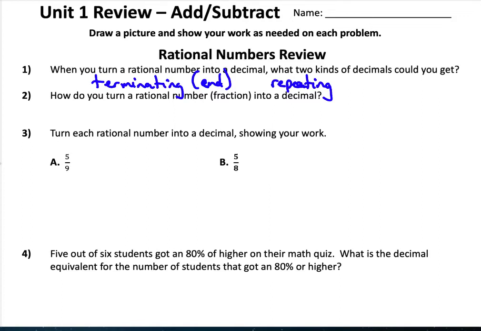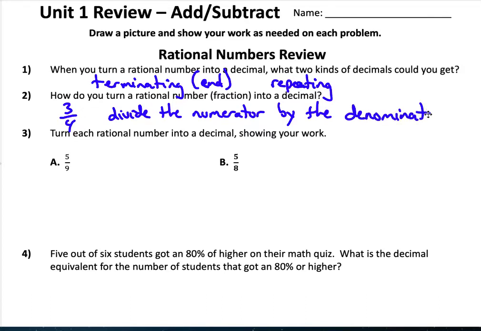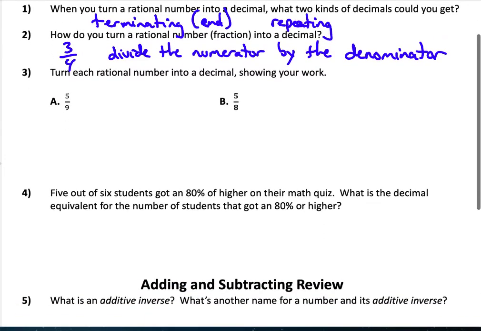So next part is how do you turn a rational number into a decimal? Well, think of something like 3/4. If we want to turn that into a decimal, the way to do it is by dividing. We divide the numerator, the top number, by the denominator. So we basically just do a short division problem. So let's see that in these first two.